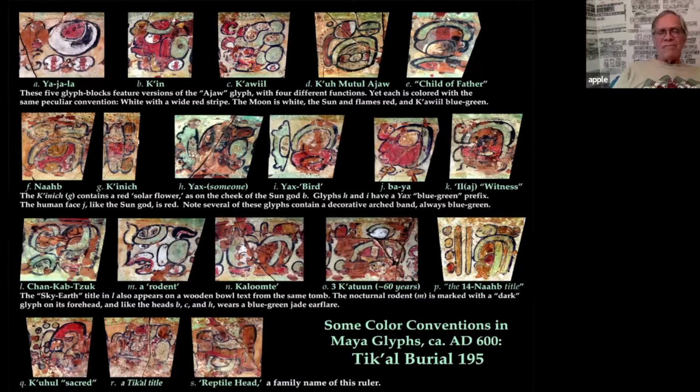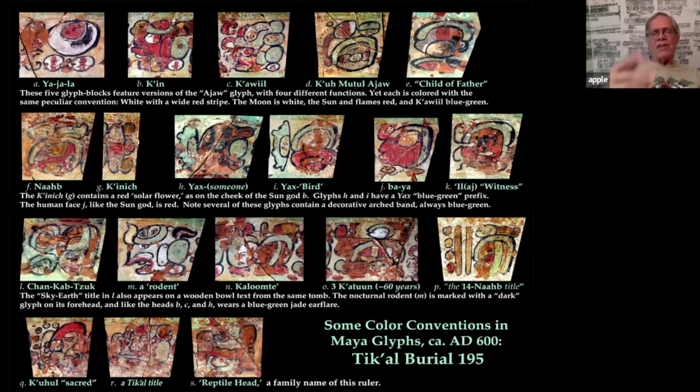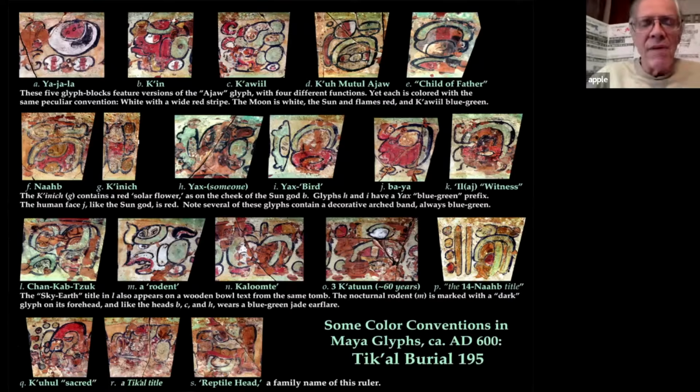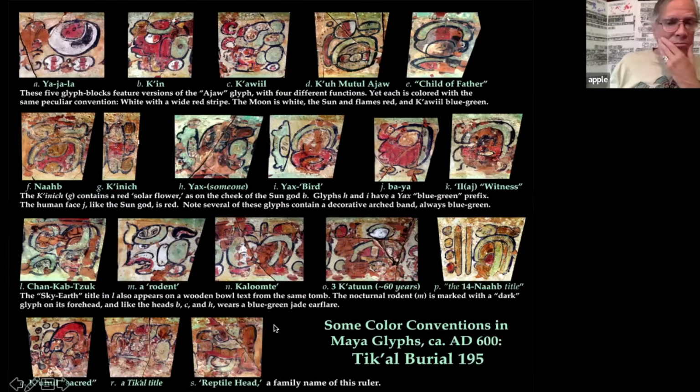The next one is a reptile head, and it's the family name of this ruler. Yeah, exactly. I just don't remember how to pronounce it in Mayan. Anyway, so reptile head. That's the name of the king. And yes, he's got red lips, a green face. His ear and his nose are brown. The line above the scales above his lips are brown, and then inside his mouth is an object.